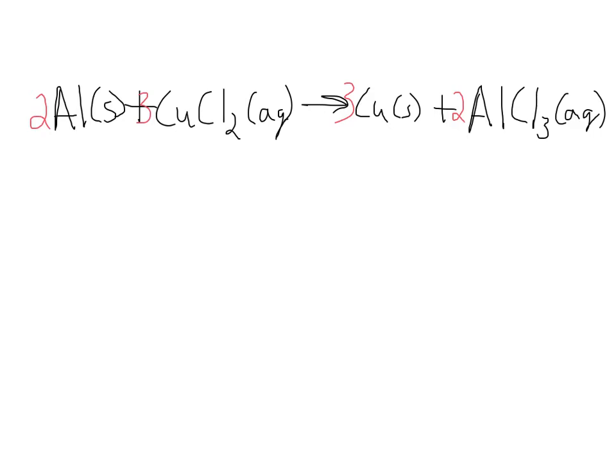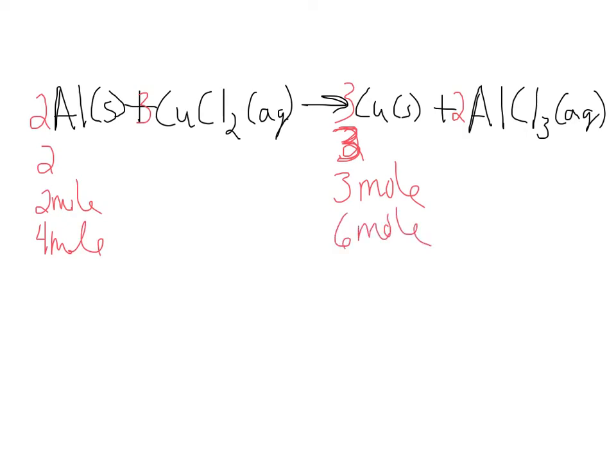So let's say we had 2 atoms of aluminum. That would produce, in this chemical equation, 2 atoms of copper. Let's say we had 2 moles of aluminum. That would produce, oops, not 2, sorry, 3. That's the whole point of it. If we had 2 moles of aluminum, that would produce 3 moles of copper by looking at their coefficients. Alright, if we did 4 moles of aluminum, that would produce twice as much, so 6 moles of copper.